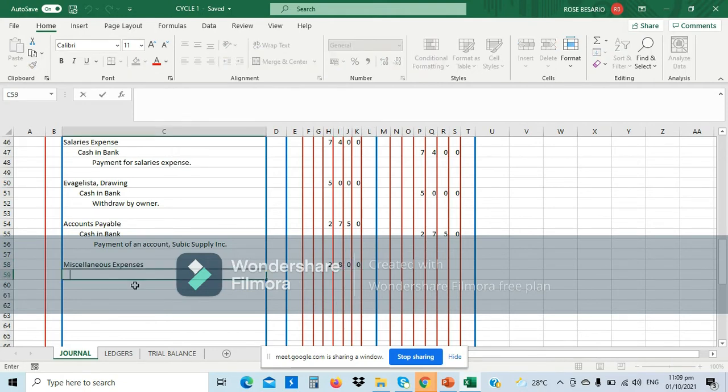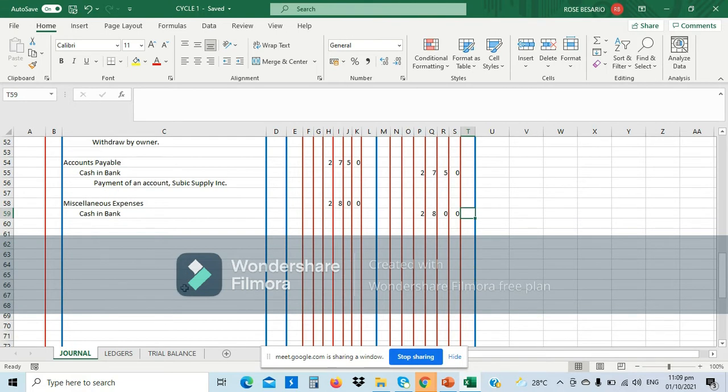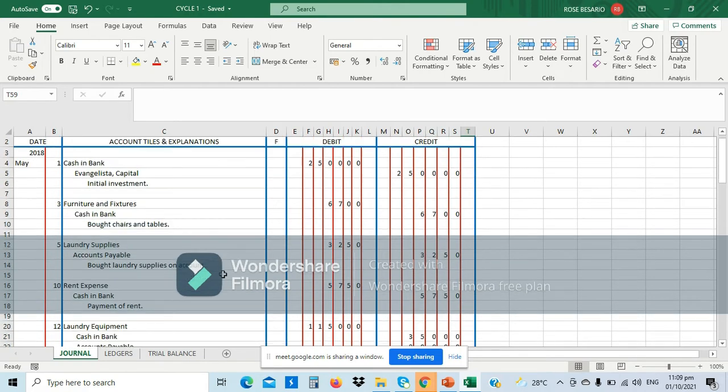Then we credit cash in bank. You may use miscellaneous expenses if you are not sure what expense it is or how to categorize it. So you can have miscellaneous expenses, 2,800 for those payments that don't specify any account. So you may use miscellaneous expense. Okay, so we're done. So this is how you are to prepare the journal entries.